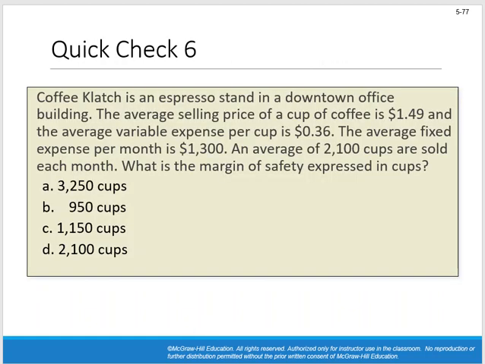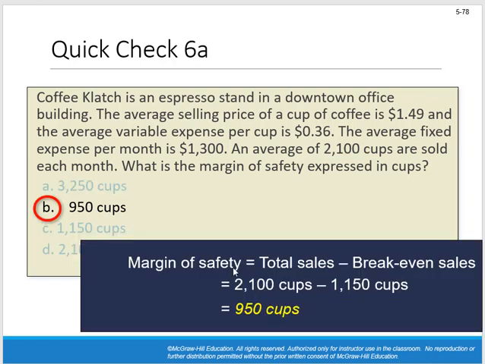So let's try this at Coffee Clatch. It's your turn. Get out your pencil, paper, and calculator. See if you can work this out. What is the margin of safety expressed in cups? So they're telling you what their average is, and you want to compare that to their break-even level. Go ahead and hit pause while you work this problem. This one is a little bit harder, right? All right, what did you get? I'm hoping you picked B.